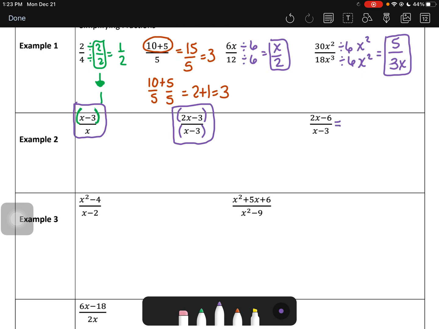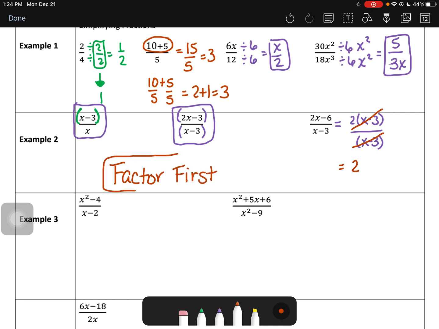Now here's an example where I'm going to factor the top by 2. And I get 2 times the quantity x minus 3, and on the bottom I have x minus 3. Now in this case, since the quantities are exactly the same, we can divide x minus 3 by x minus 3, and our final answer will be 2. So the big thing to remember is always to factor first, and then we can simplify factors.